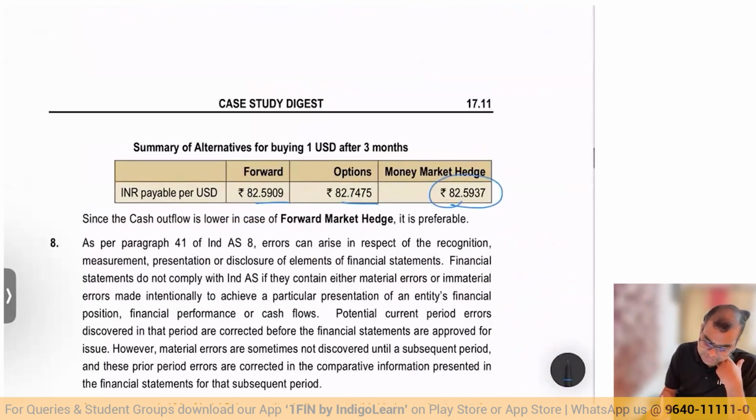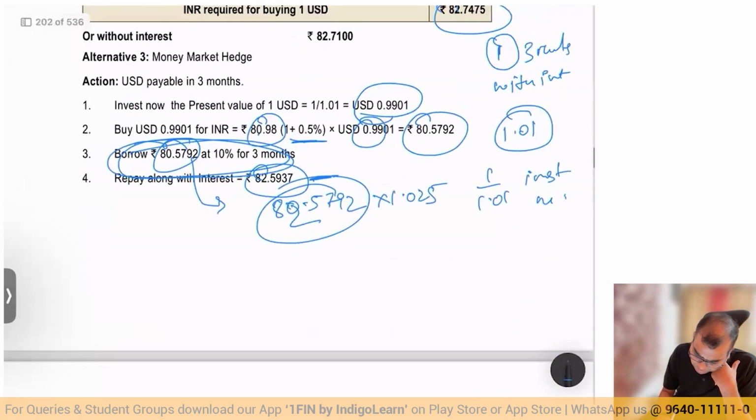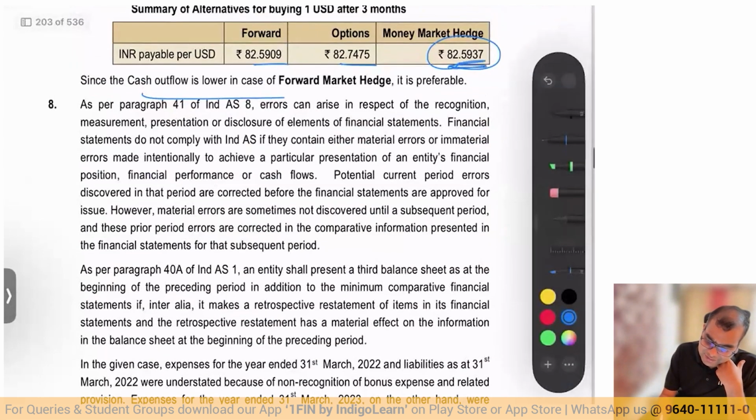Forward 5937. Oh, I wrote the wrong number here. 5937. My bad. So 5937 is higher in money market hedge. Forward is cheaper. I'm sorry, I looked at the wrong number. So 82.5909 is the cheapest, which is the forward contract. So you should go with that. Did you understand this? Do you remember the money market hedge concept?